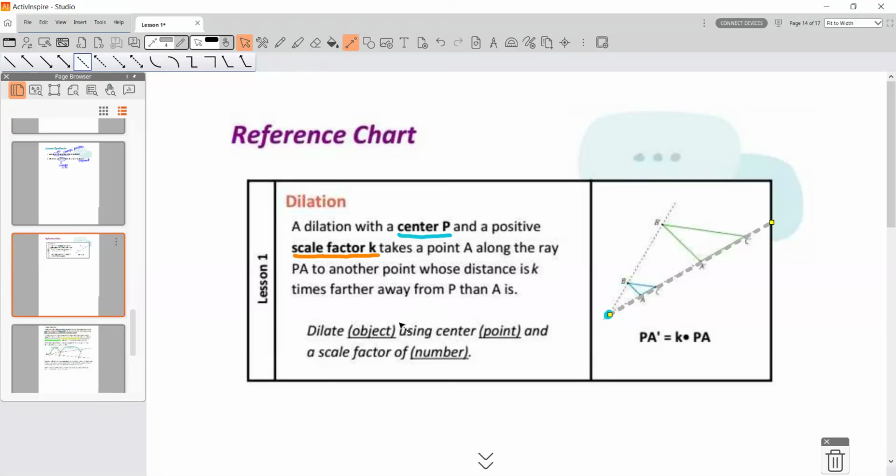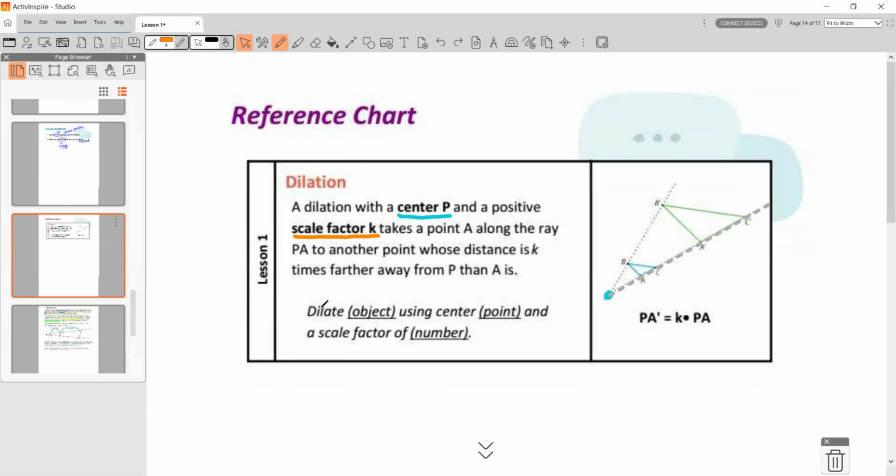And then here's a sentence frame that you can use when you're talking about dilations. So we dilate what object using what as the center and what scale factor. Okay, so we're going to dilate triangle ABC using P as the center by a scale factor of whatever it is. In this case, it didn't give us one, but K.